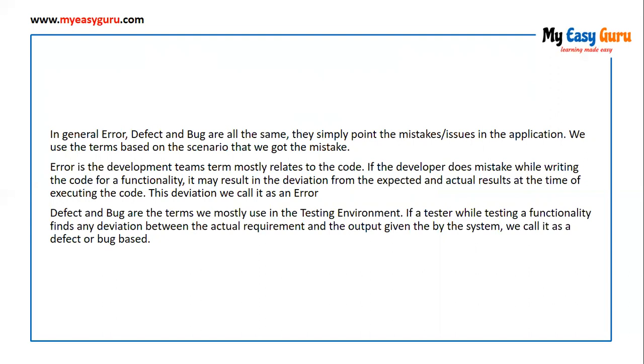Error in the development teams mostly relates to the code. If the developer makes a mistake while writing the code for a functionality, it may result in a deviation between the expected and actual results at the time of executing the code. This deviation, we call it an error. Defect and bug are the terms we mostly use in the testing environment. If a tester, while testing a functionality, finds any deviation between the actual requirement and the output given by the system, we call it a defect or a bug.